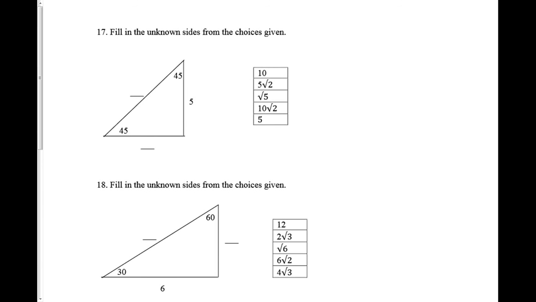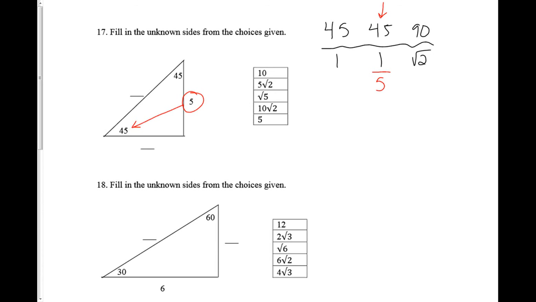17 is again a 45, 45, 90 triangle. So 45, 45, 90, and we set up our ratios. Under the 45 is a 1, under the 45 is a 1, under the 90 is a square root of 2. I'm first going to place the number I was given, which is a 5, and it's across from the 45. So I find one of the 45s, and I make a fraction with the 1 in my ratios.